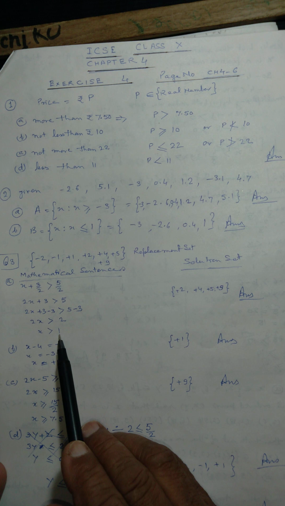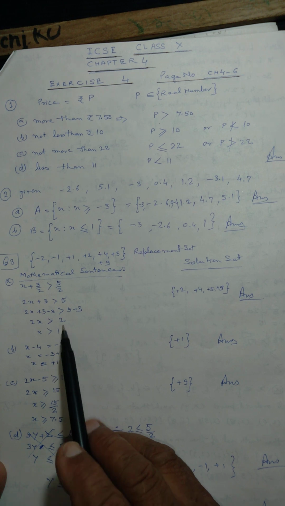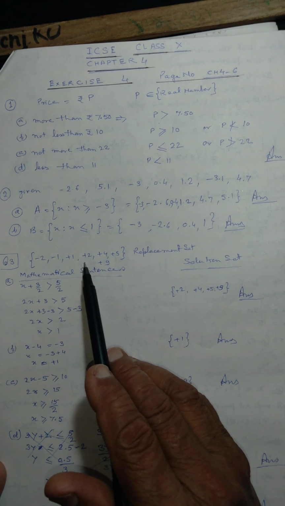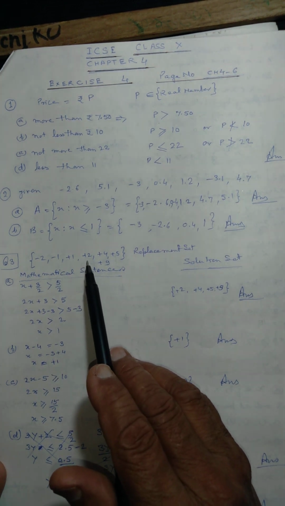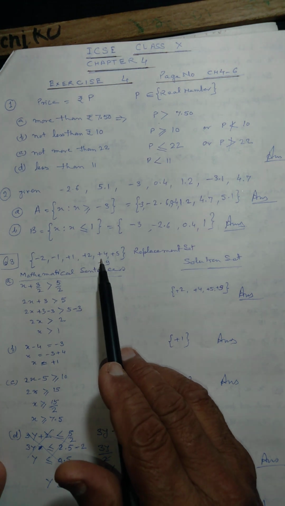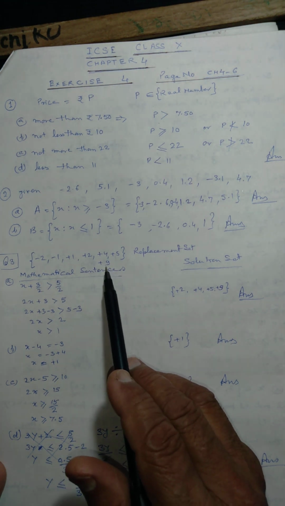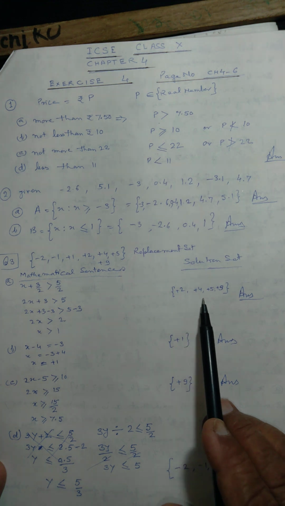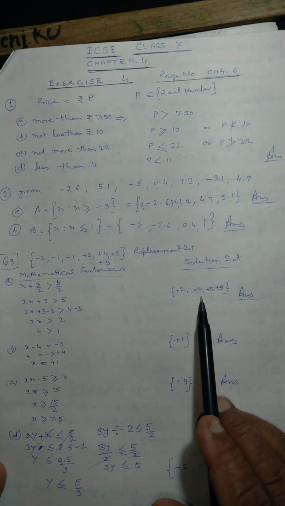So we have to find the values of x which are greater than 1. From here we see the values greater than 1 are plus 2, plus 4, plus 5, plus 9. Yes, this is the solution set I have written here.